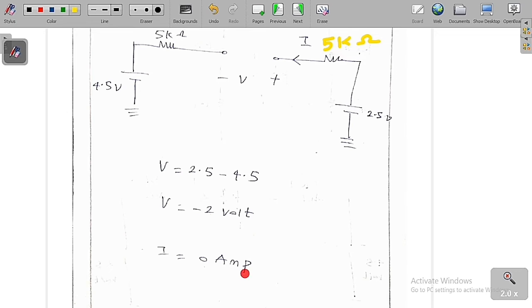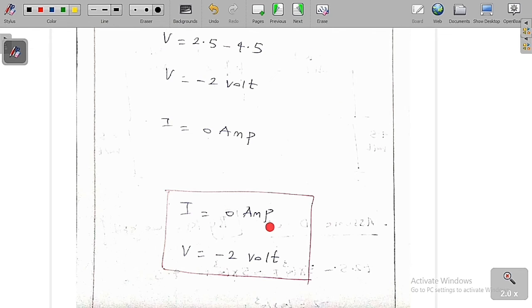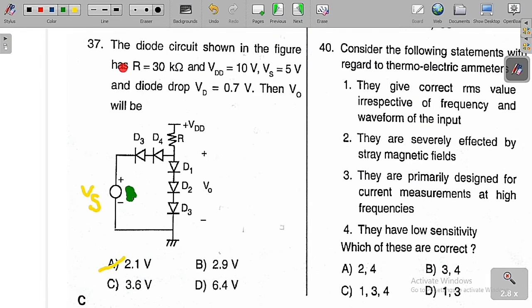But here the current is equal to negative, so whatever the assumption is wrong. So the diode is going to get off. Therefore current is equal to 0 ampere and voltage is equal to minus 2 volt. So this is the correct solution of this question. So now the next question.